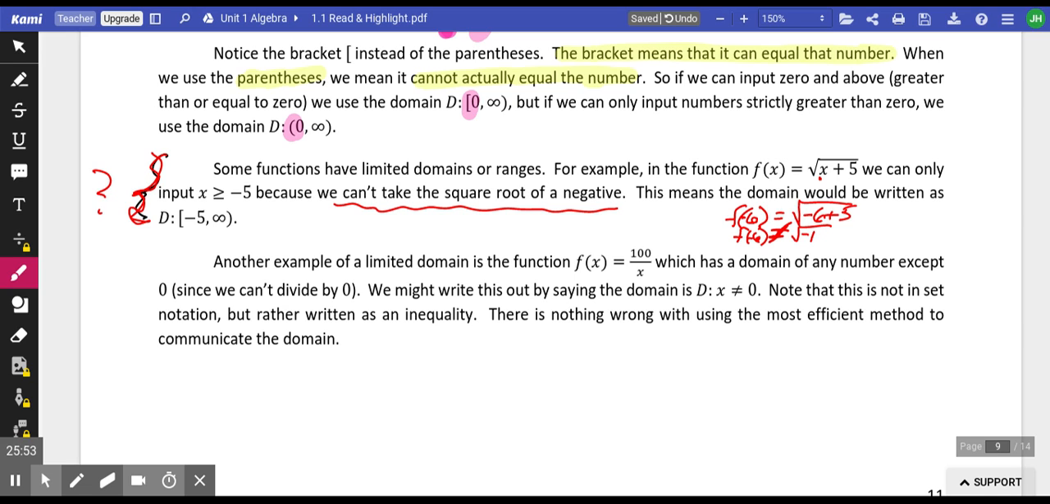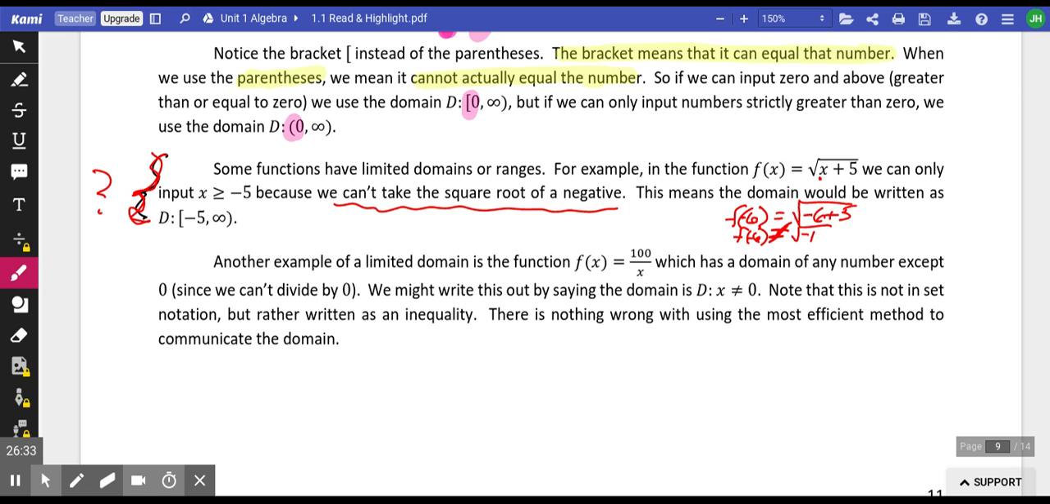Here's another example of a limited domain: the function f of x equals 100 divided by x. Hey, a fraction bar is a division symbol, so don't forget about that. This is a fraction, but remember, all fractions are division problems. Fractions are your friends, not food. This has a domain of any number except 0. Why? Because we can't divide by 0. So we might say the domain is any number other than 0. We might write that this way.